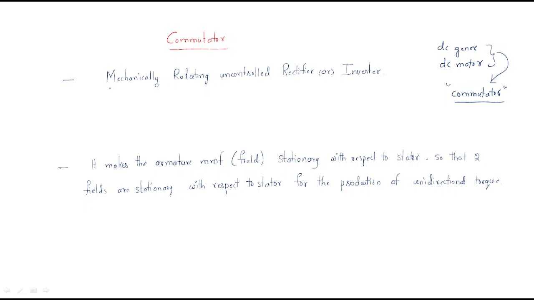First, the commutator is generally a mechanically rotating uncontrolled rectifier or inverter. Once again, because it is rotating with the rotor only and it is uncontrolled, it doesn't have any controlling, and it acts as a rectifier as well as an inverter. Generally, the commutator acts as a rectifier when it takes the mechanical power and gives the electrical power. That time, the commutator acts as a rectifier.